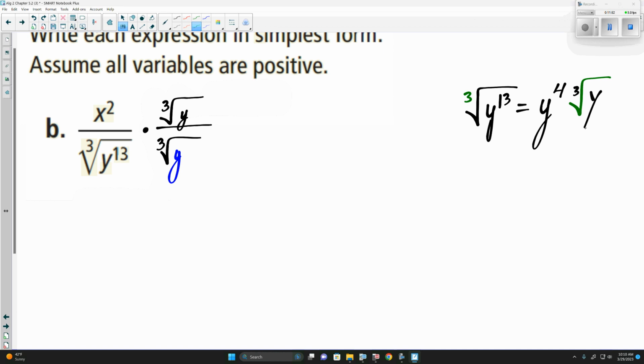Because 15 is the next one that is actually divisible by 3. Well, how far away are we from it with 13? 2. So I need to multiply the top and bottom of this by y squared. Now the numerator is going to be x squared times the cubed root of y squared. The denominator is going to be the cubed root of y to the 15th.